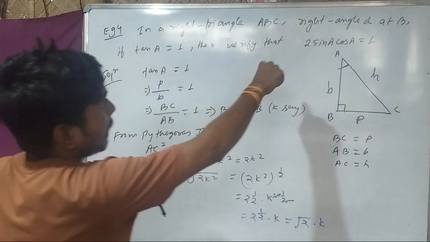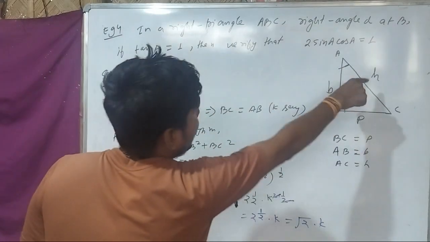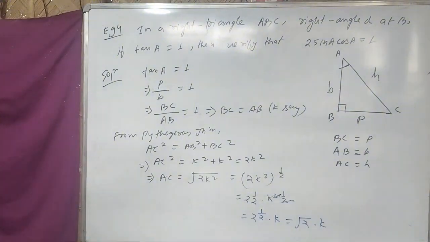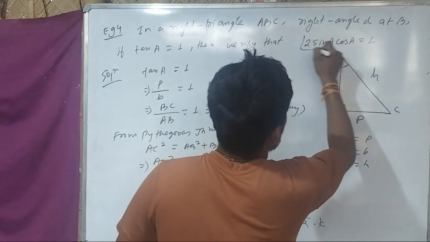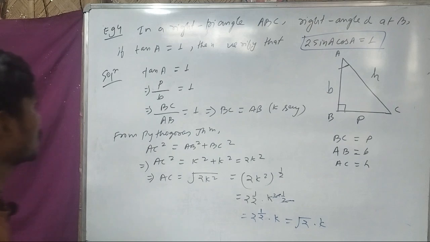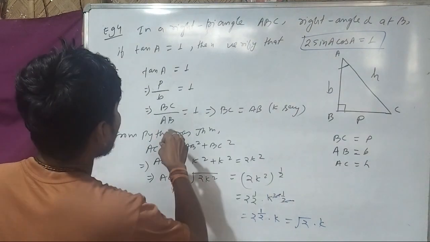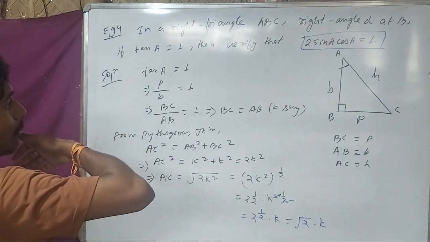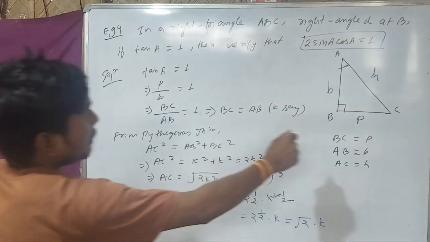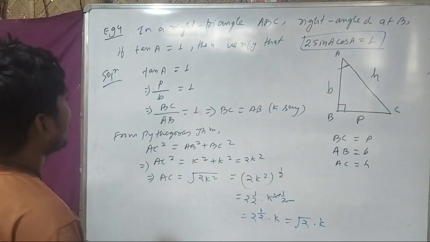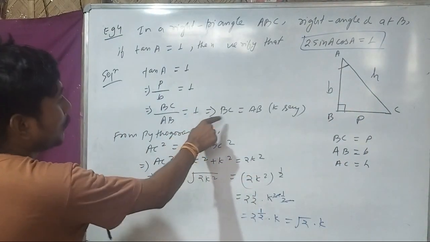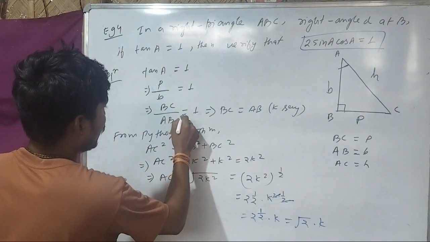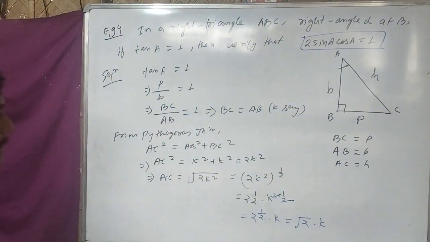Right angle triangle ABC, right angle at angle B. And if tan A is given as 1, then verify that 2 sin A cos A equals 1. Now say tan A equals 1, that is P by B equals 1, BC by AB equals 1. That means BC equals AB, equal to, let's say, K.